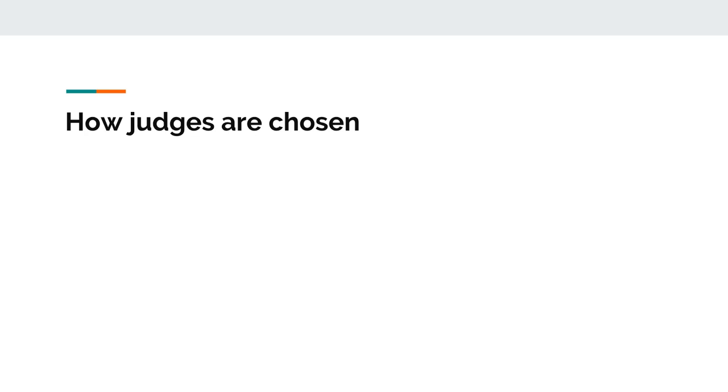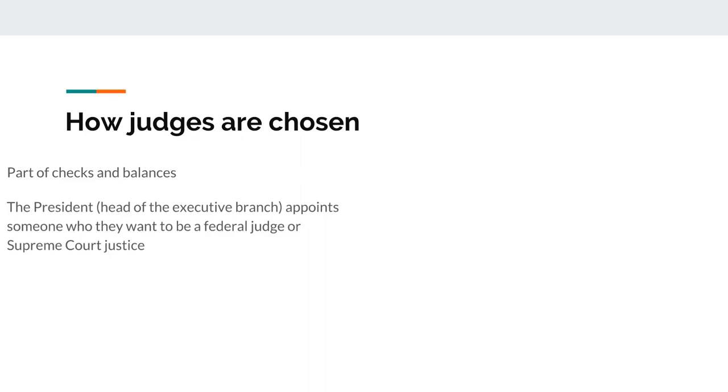So how do we choose these judges who become federal court judges or even Supreme Court justices? It's part of the checks and balances system that we have discussed many times throughout this semester, and there is a checks and balances video you can check out on our YouTube channel if you want to learn more about that overall process. But this specifically starts with the president, who is the head of the executive branch, appointing someone who they want to be a federal judge or Supreme Court justice.